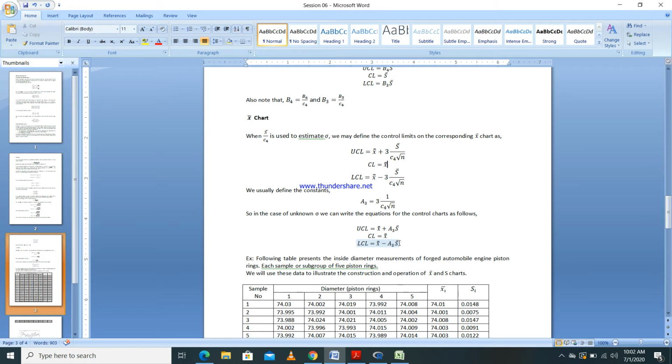You should remember these final equations, right? You do not have to remember equations in between the first step and the final step, right?